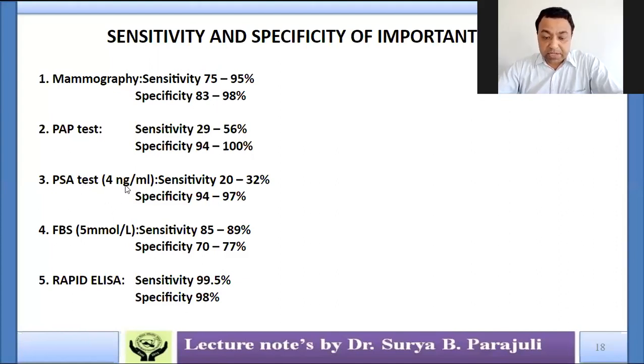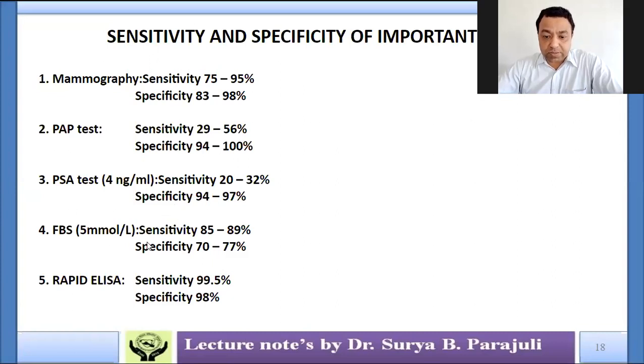PSA test, prostate specific antigen. We have 20 to 32% sensitivity and specificity 94 to 97%. Please, after this class, try to recall again and again and try to visualize yourself. You need to read at least 20 times. Otherwise, it's not possible to visualize this concept of sensitivity and specificity. It's not difficult, but you need time to understand.